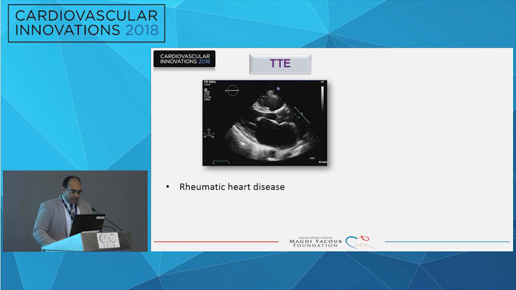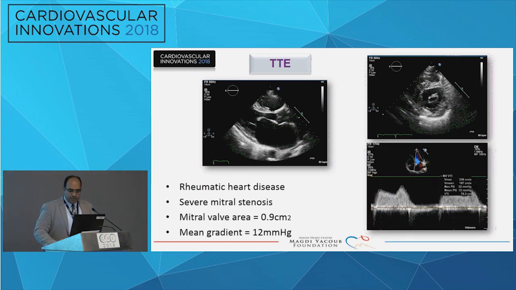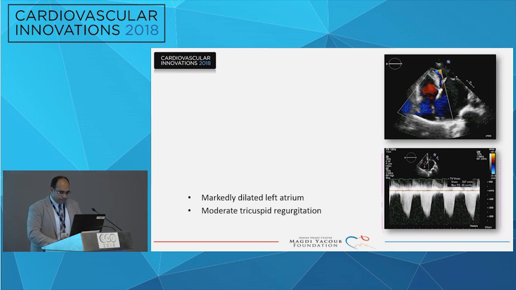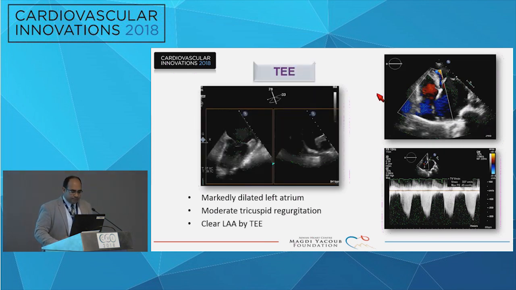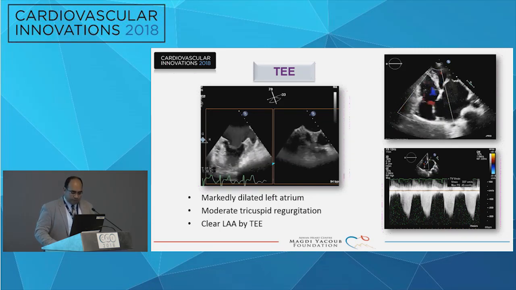This is her transthoracic echo, and you can appreciate here there is rheumatic heart disease with mitral stenosis, and the area was around 0.9 centimeter square, with a mean gradient of 12, peak of 22. There was a markedly dilated left atrium. There was a spontaneous echo contrast in the left atrium with no clear left atrial appendage thrombus. There was moderate tricuspid regurgitation with pulmonary artery systolic pressure estimated at 55 millimeter mercury.